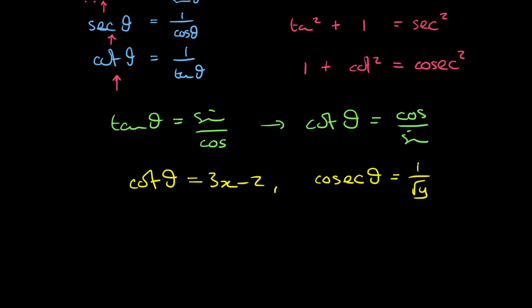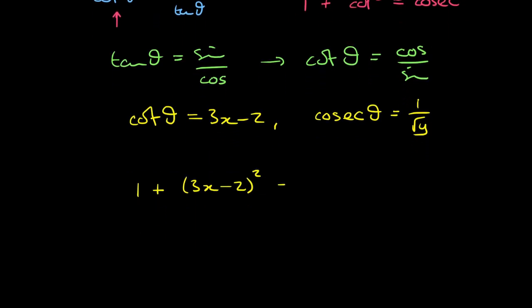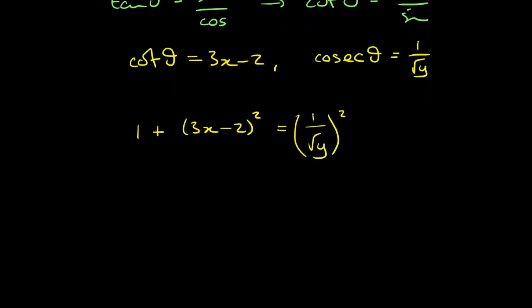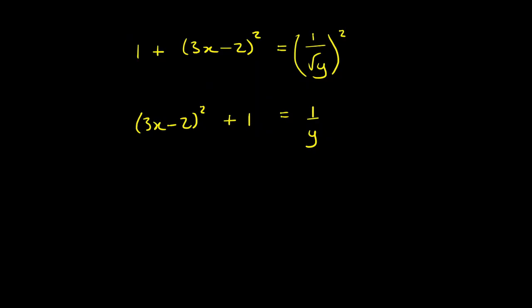So we are going to get 1 plus cot squared, so we're going to get 3x minus 2 all squared, is equal to cosec squared. So that will be equal to 1 upon root y all squared. Well, 1 upon root y squared is just 1 upon y, right? So 1 upon y is equal to 3x minus 2 squared plus 1. And so then if I was just to rearrange this, y is going to equal 1 divided by 3x minus 2 all squared plus 1, right?